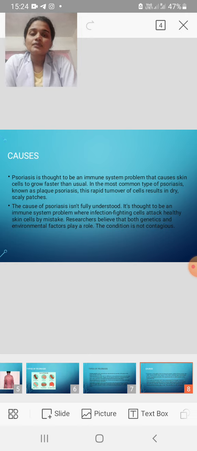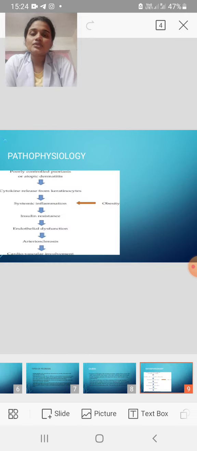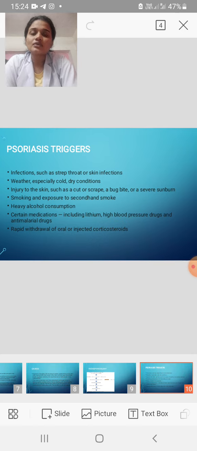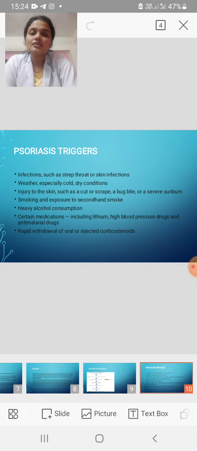And pathophysiology. What are psoriasis triggers? Infections such as strep throat and skin infections, certain medications, heavy alcohol consumption, smoking and exposure to second-hand smoke, and rapid withdrawal of oral or injected corticosteroids.